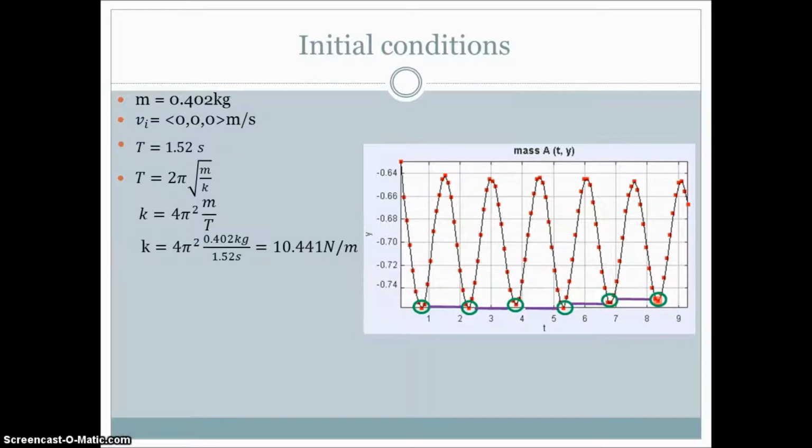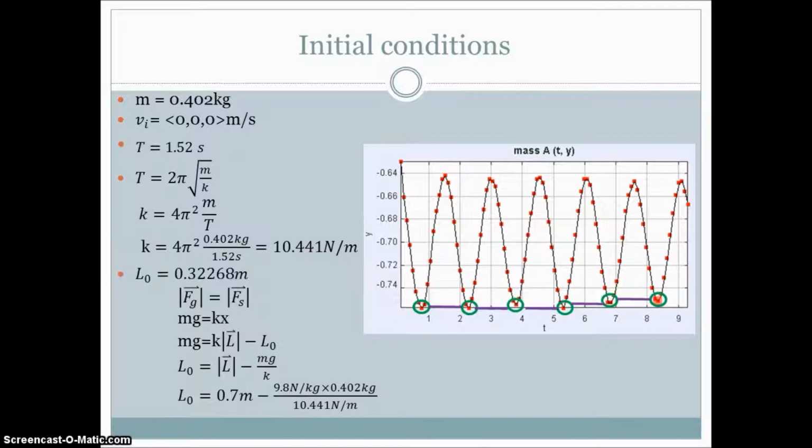Lastly, we need to find the relaxed length of the spring. We can do this because when the spring is vertical, we know that the magnitude of the force of gravity equals the magnitude of the spring force. We also know that at this time, the stretch length of the spring is 0.7 meters. Thus, we have all variables needed to solve for the relaxed length of the spring and find that it is 0.323 meters.